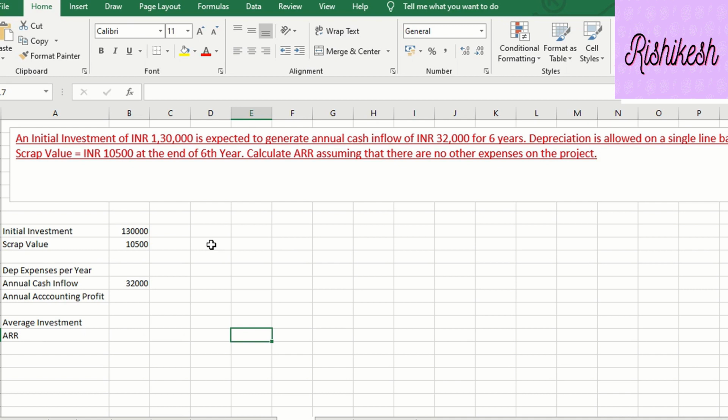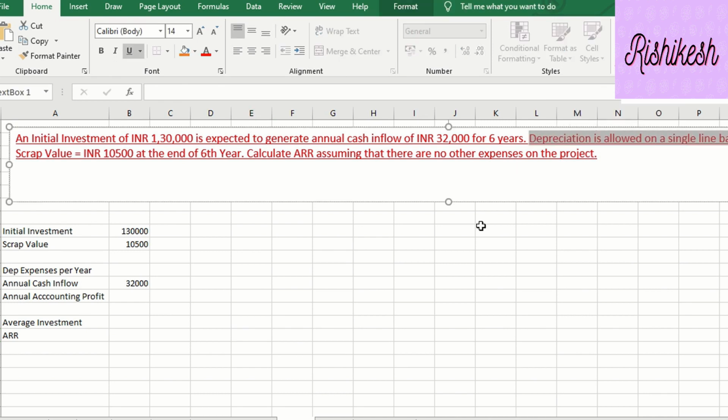Now let us take an example to understand the ARR method, that is, the accounting rate of return method. In this example, it's given that an initial investment of 1,30,000 rupees is expected to generate an annual cash inflow of 32,000 for 6 years. Depreciation is allowed on a straight line basis. We'll see what this is.